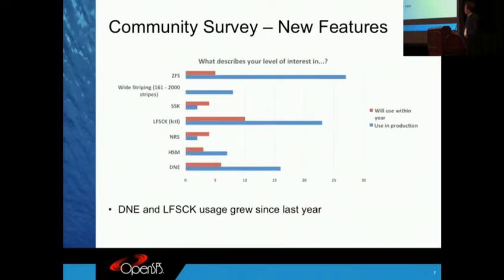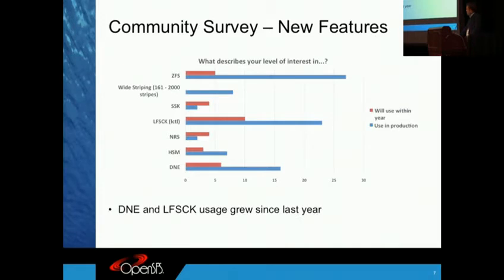One of the things we always ask about is the newer features. We know people are using these newer releases, but are they actually using the features in the newer releases? Comparing to what we saw last year, in this one the upper red bar is plans to use the feature in the coming year, and the lower blue bar is actually using it in production today. The most noticeable change compared to last year's data was much higher usage of both DNE and LFSCK in production. That's consistent with what we saw on the earlier slide about using the newer versions where those options become available.